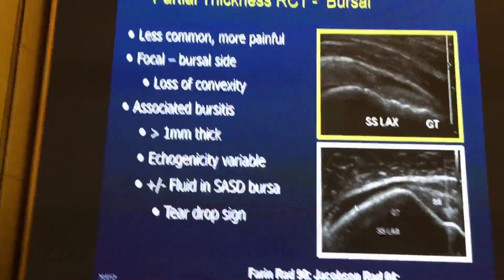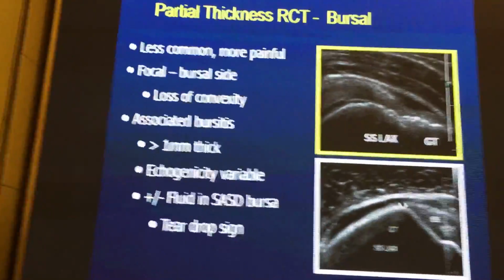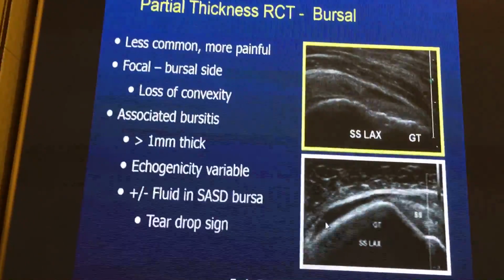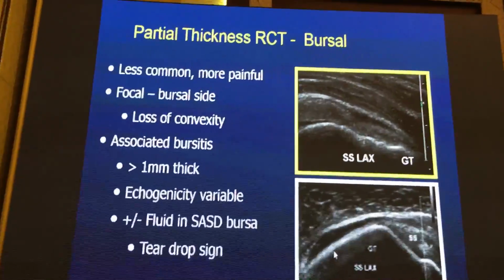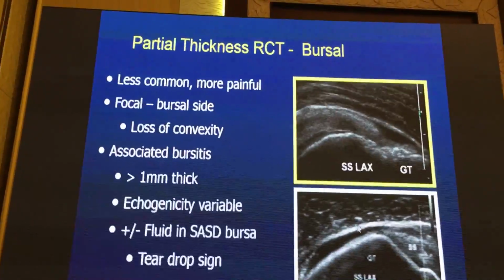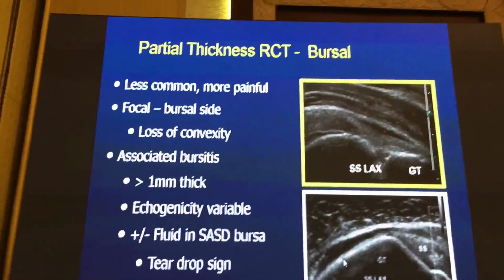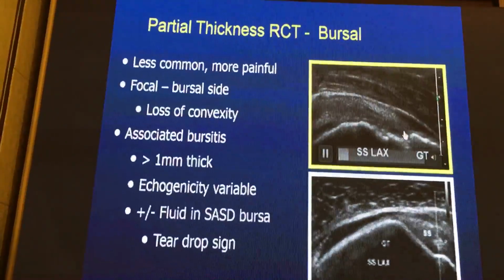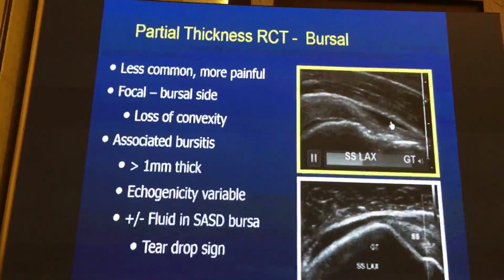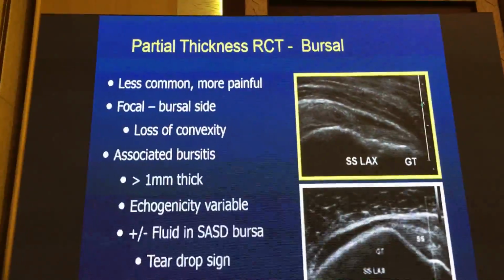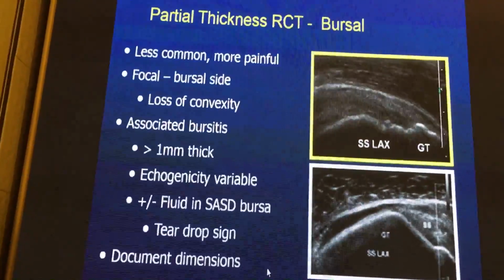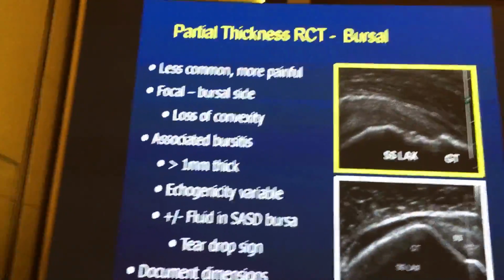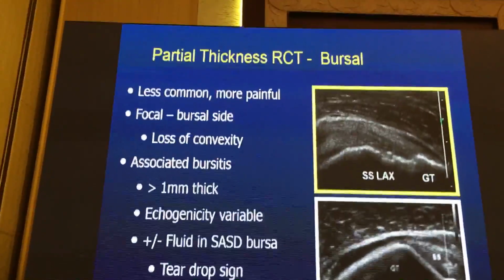So here you can see a fluid collection within the bursa, and this is that teardrop sign that I was talking about. We don't happen to be over the biceps tendon, but this is a fluid collection within the subacromial subdeltoid bursa. Here's the supraspinatus tendon. Here is fluid within the subacromial subdeltoid bursa. So just be aware of that and document the dimensions of your tear. And I'll talk to you a little bit more about that in a second.